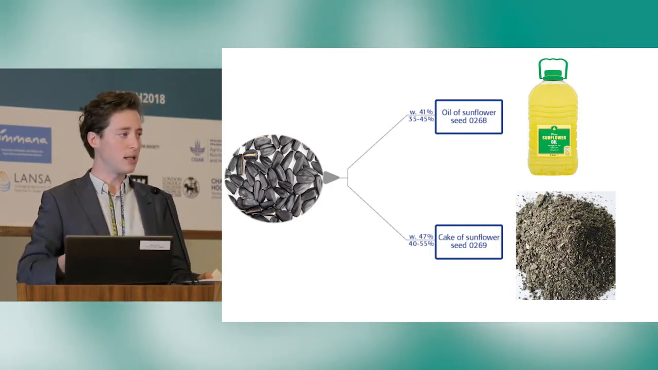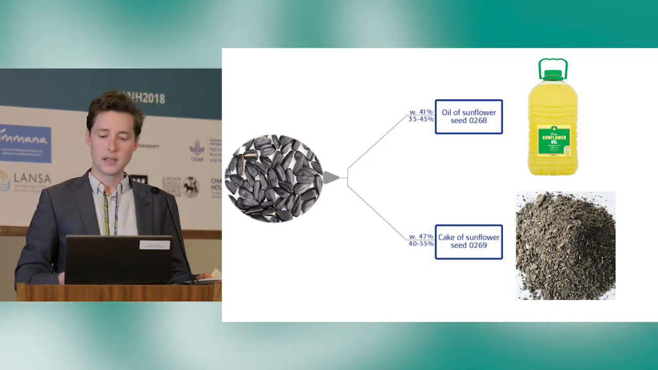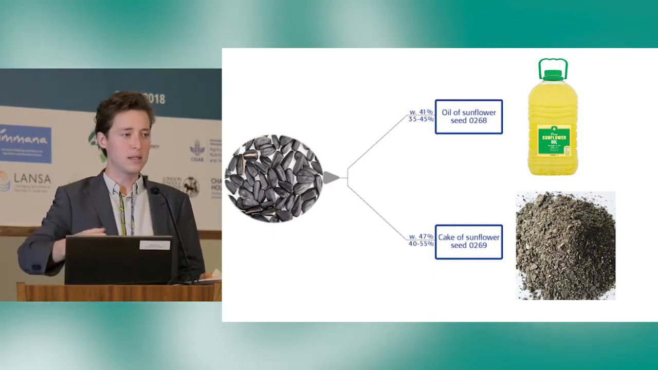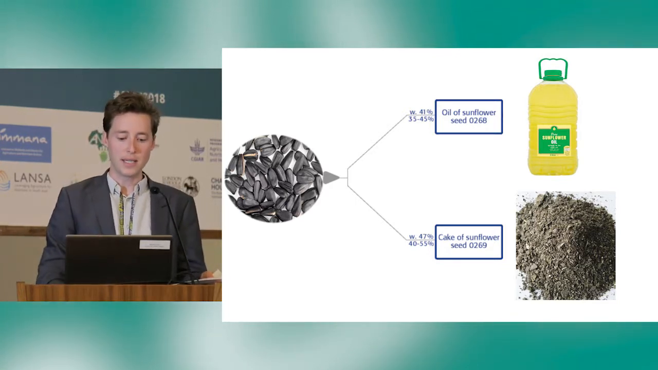So maybe your sunflower oil is 80% of the value of the pressed sunflower seeds, and the cake of the sunflower seeds is 20% of the value. So you split your emissions of the production of sunflower seeds. 80% of your emissions is attributed to the oil and 20% to the sunflower seed cake.